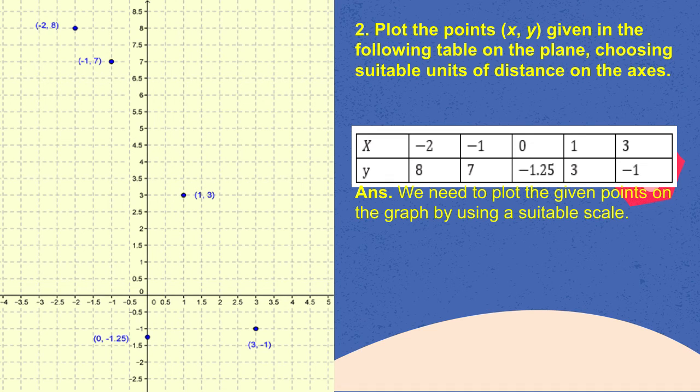Now the fourth point 1, 3. So you can clearly see where it will be. On the x-axis I will locate 1 and on the y-axis I will locate 3. So this is the required point.